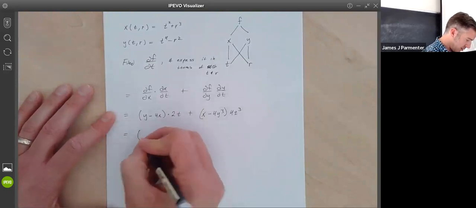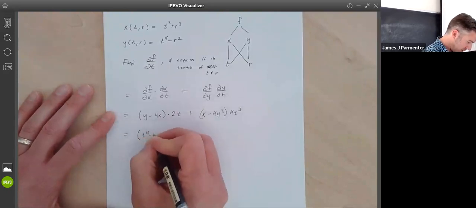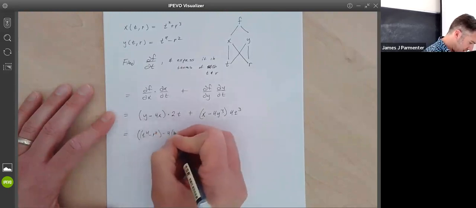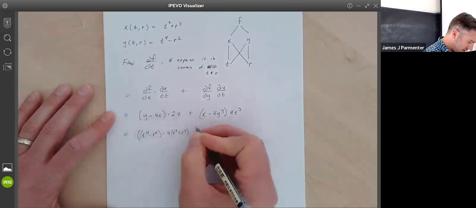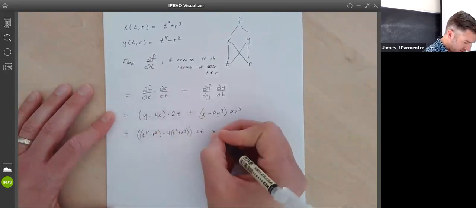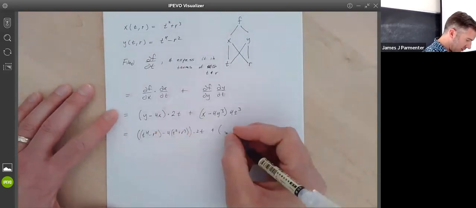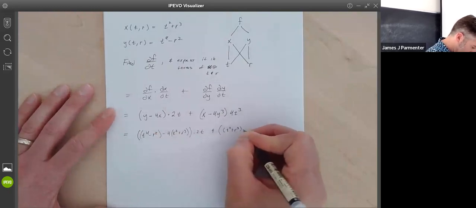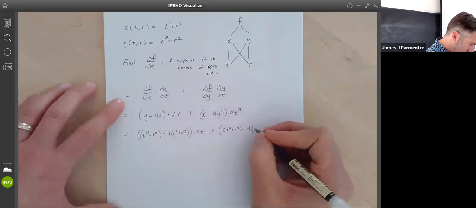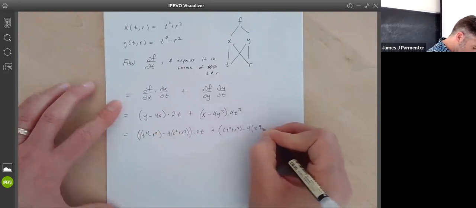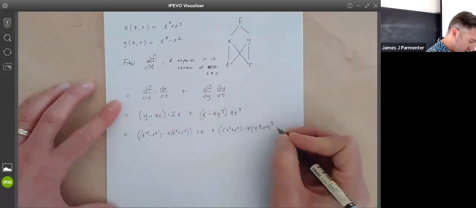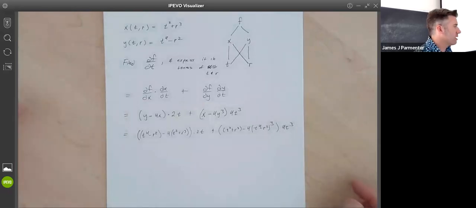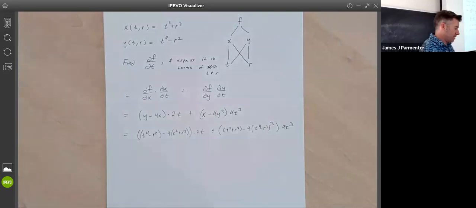So we'd say, okay, well, that's going to be t to the fourth minus r squared, minus 4 times t squared plus r cubed, times 2t, plus, and then we would do the same thing here. We'd have x is t squared plus r cubed, minus 4 times y, which is t to the fourth minus r squared, cubed, times 4t cubed. It's not pretty, but it's just an exercise in putting something into something else.